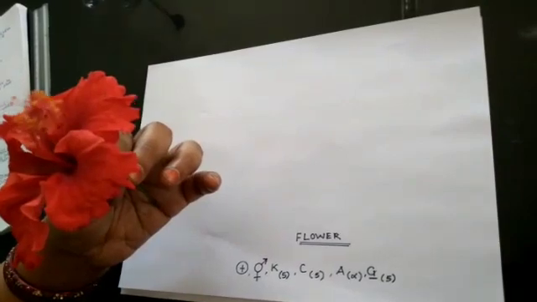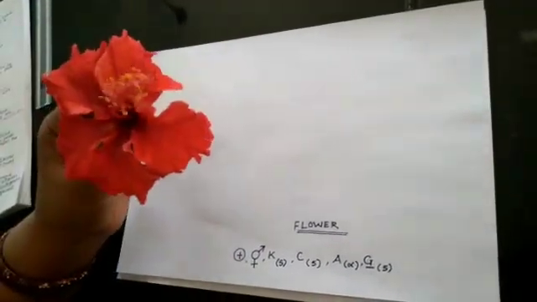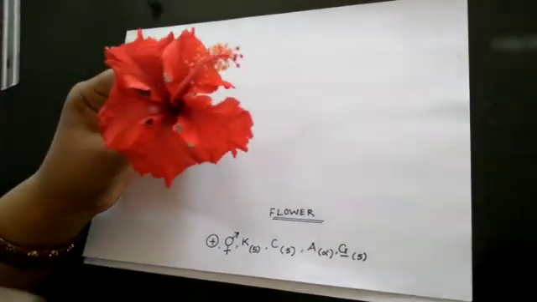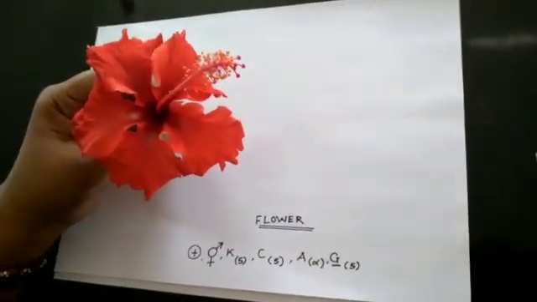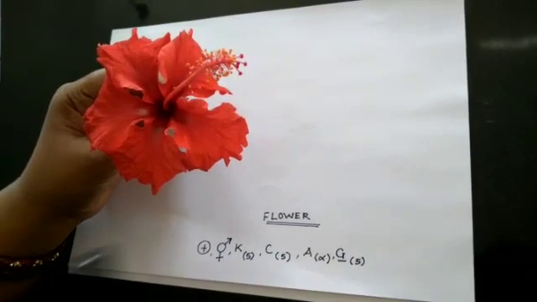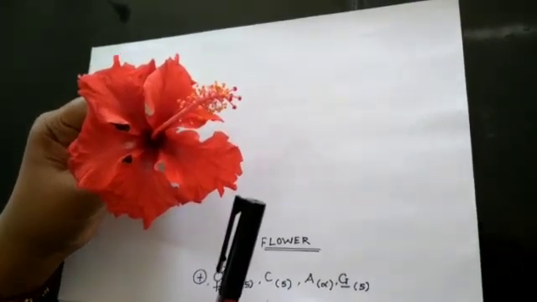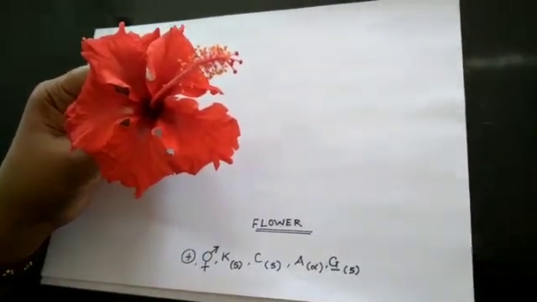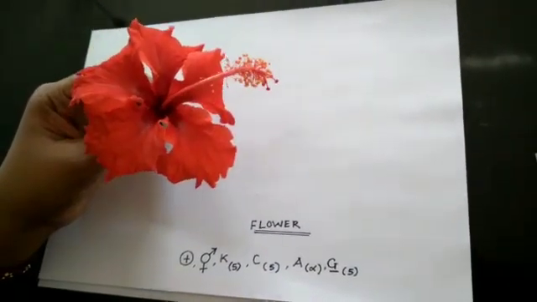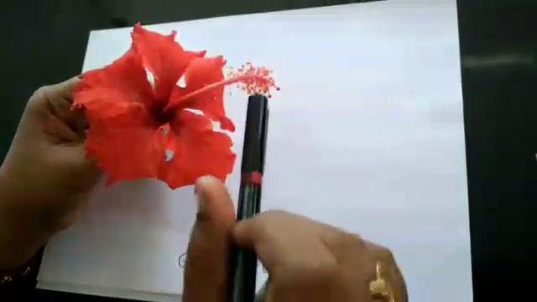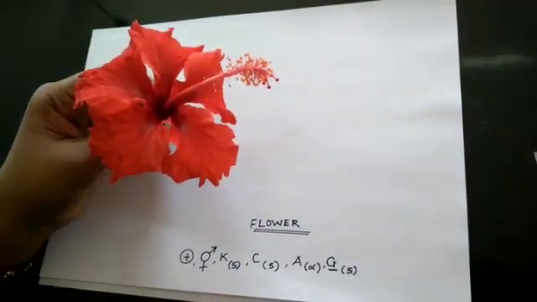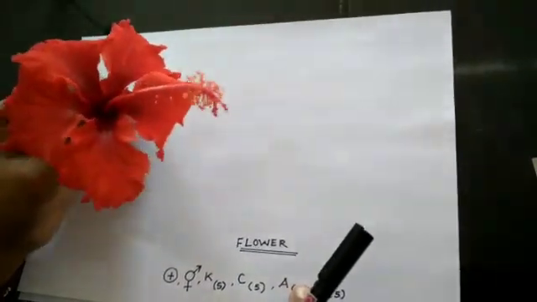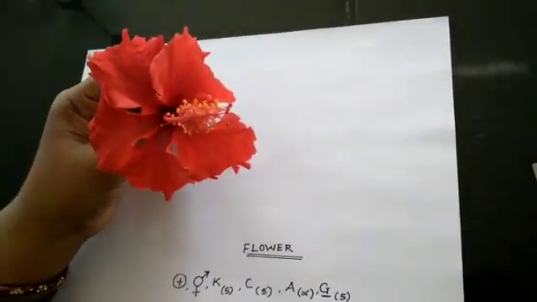It is a type of flower which is known as a complete flower. When we say complete flower, it means it has all the essential and non-essential organs. Essential organs are the reproductive organs, androecium and gynoecium, both in the same flower. Calyx and corolla are non-essential organs, which are also present in this flower. One by one I will show you each and every organ.